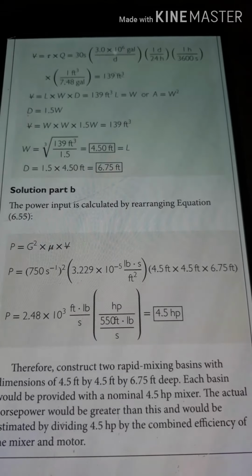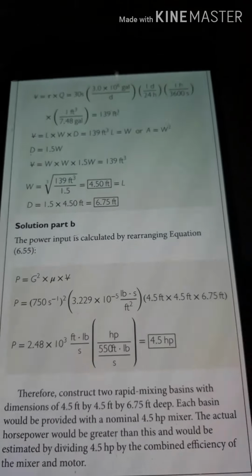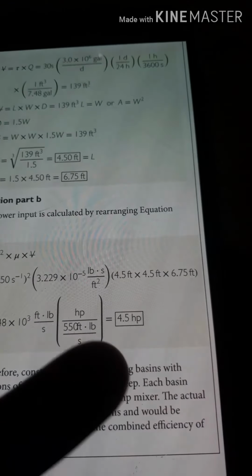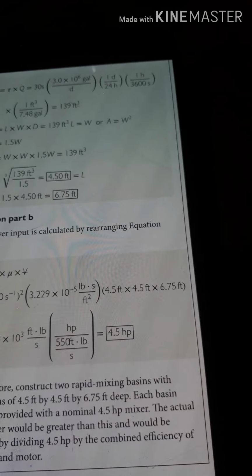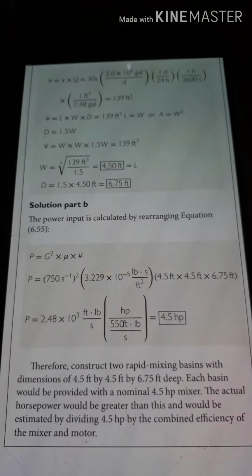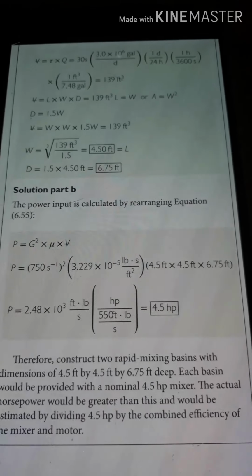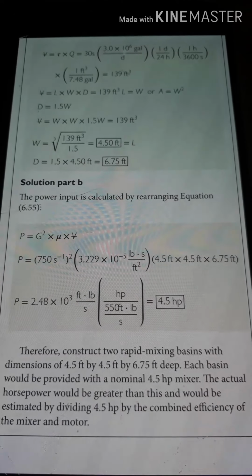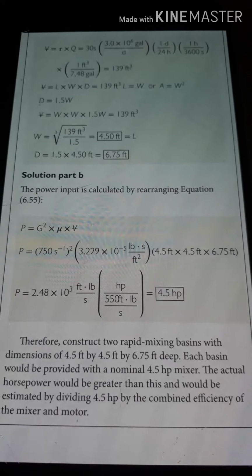Tapos, ang atong volume of the tank, which is na-solve na to ganina, which is 4.5 feet times 4.5 feet times ang atong depth. Bali, length times width times depth. Tapos, isolve lang nato na siya. So, siya 2.48 times 10 raised to 3. So, times nato siya sa 550 pounds. And that's equal to 4.5 HP.